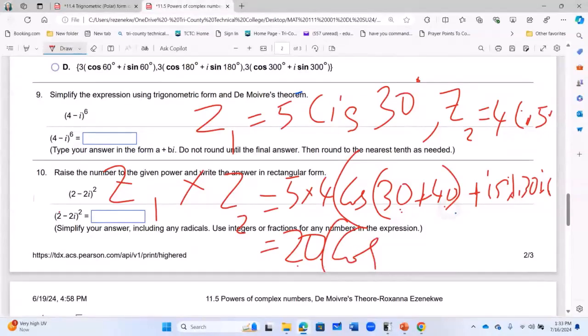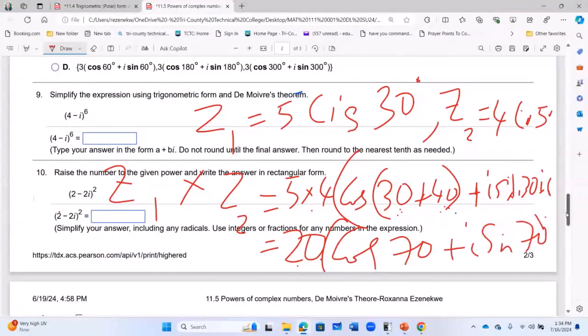Remember, you're multiplying. So modulus multiply modulus whenever you're multiplying. Angle plus angle. All right. So I have 70 degrees here plus I sine 70 degrees. Okay.